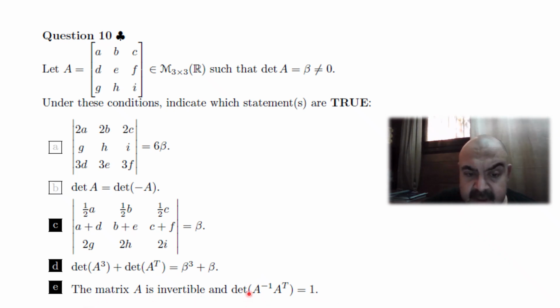The matrix A is invertible. The determinant of A minus 1 times A transpose is equal to 1. Yes, correct, because A transpose has the same determinant as the A matrix. So for A minus 1 times A, the value of the determinant of A is going to be beta, and the determinant of A minus 1 is going to be 1 over beta. So multiplying them together will equal 1.